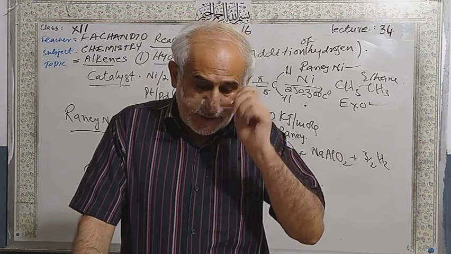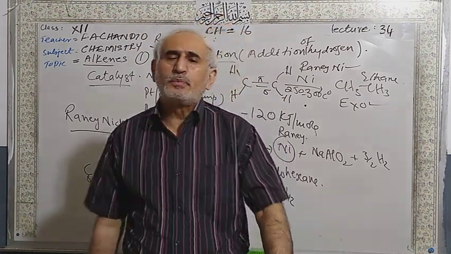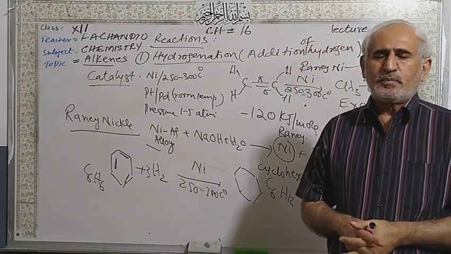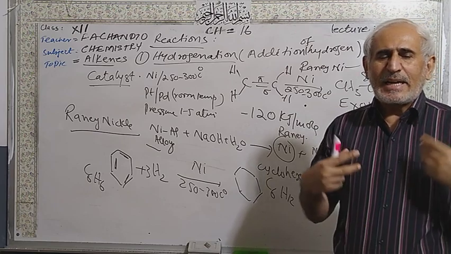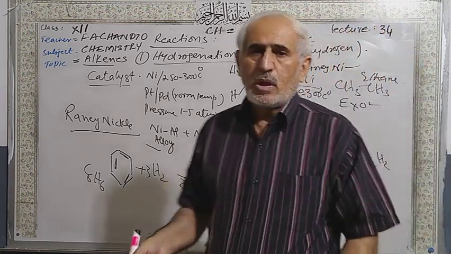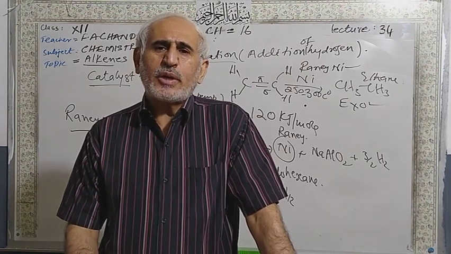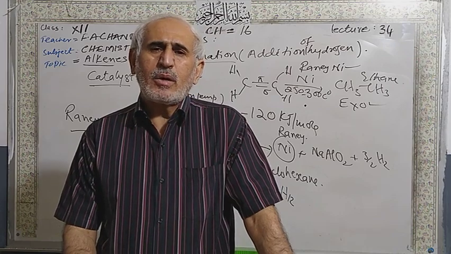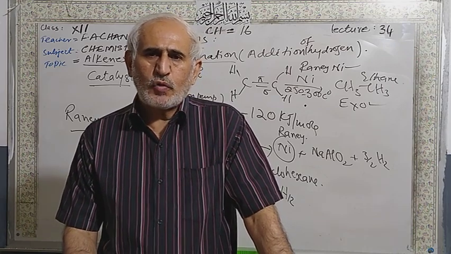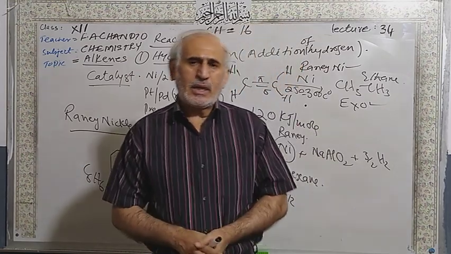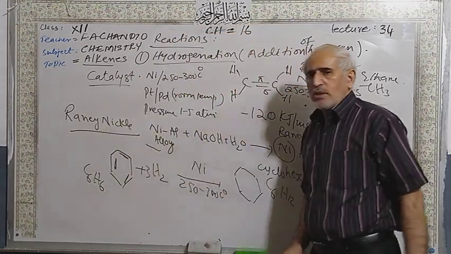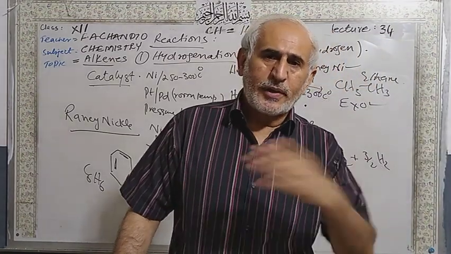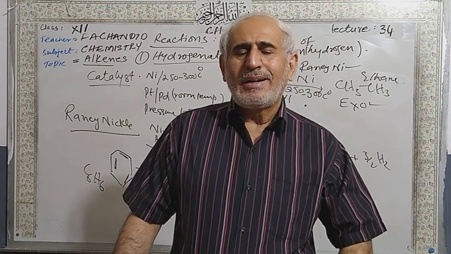You are seeing the hardening of oil in industry. Oil changes into ghee. Oil is unsaturated and contains double bonds. So when I change it into margarine or ghee, I use the hydrogenation process. So margarine or ghee converted from oil is called hydrogenation.